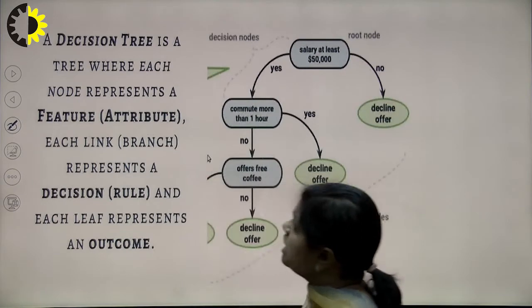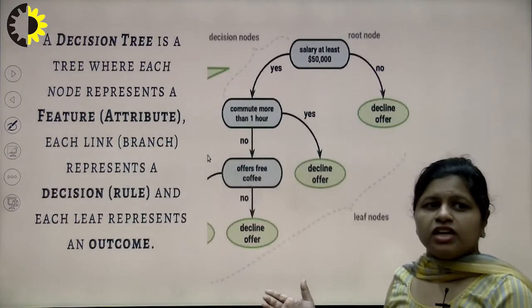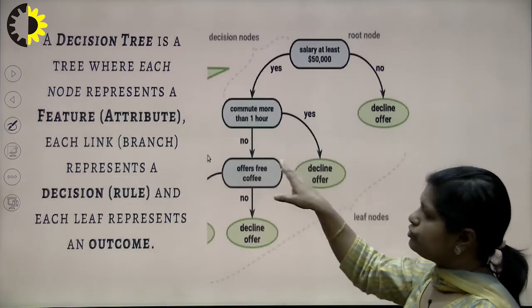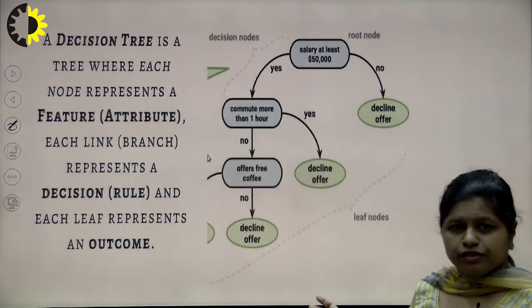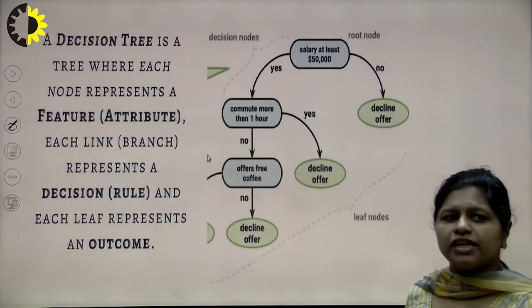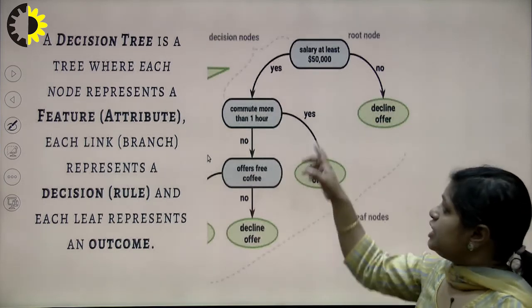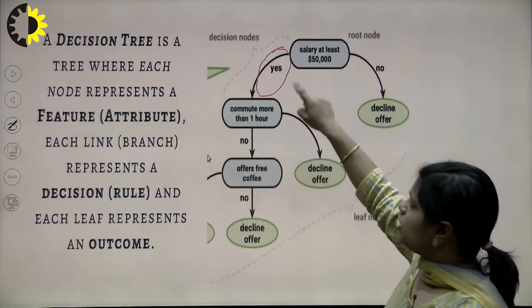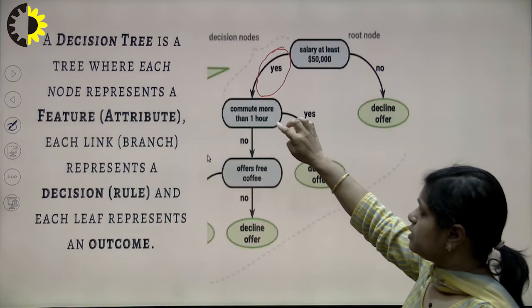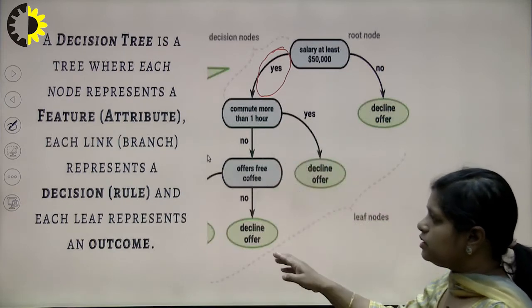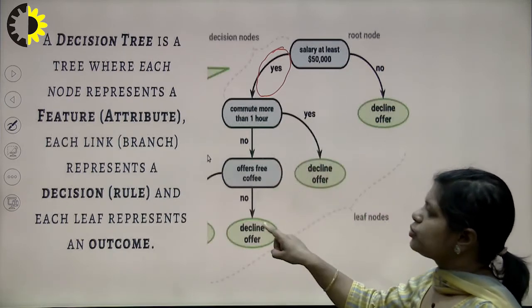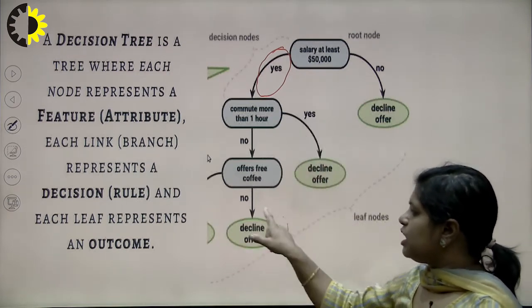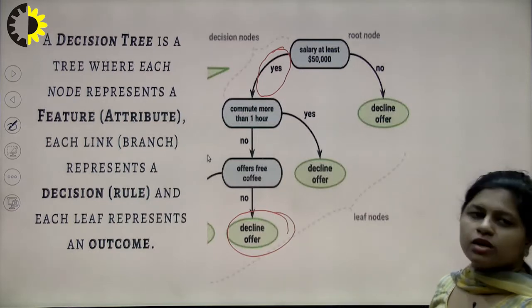So a decision tree is a tree where each internal node represents a feature. Feature means an attribute of the training data which is available in the training data. Each link, from one node to the second node, from the second internal node to the third internal node, and from the internal node to the leaf node, is known as a branch, which represents a decision rule. The leaf node represents the outcome of the decision, the outcome of the problem.